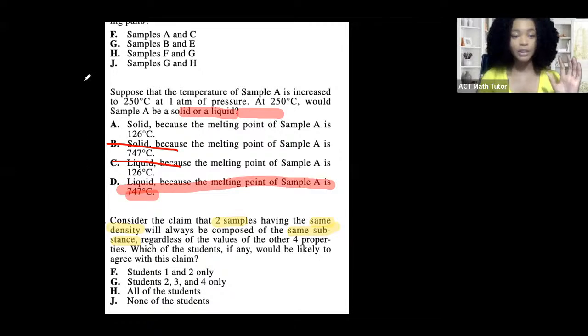Well, let's go look. We're looking for same substance if they have the same density, okay? So we can look at answer choices and then weed them out, or we can look at the actual responses and then come back to the answer choices. I am a fan of looking at the answer choices and then eliminating them, because why would I want to create something when I know the answer is there? So F says students 1 and 2 only. Let's check and see if students 1 and 2 say density is the only thing that matters for them to be the same.